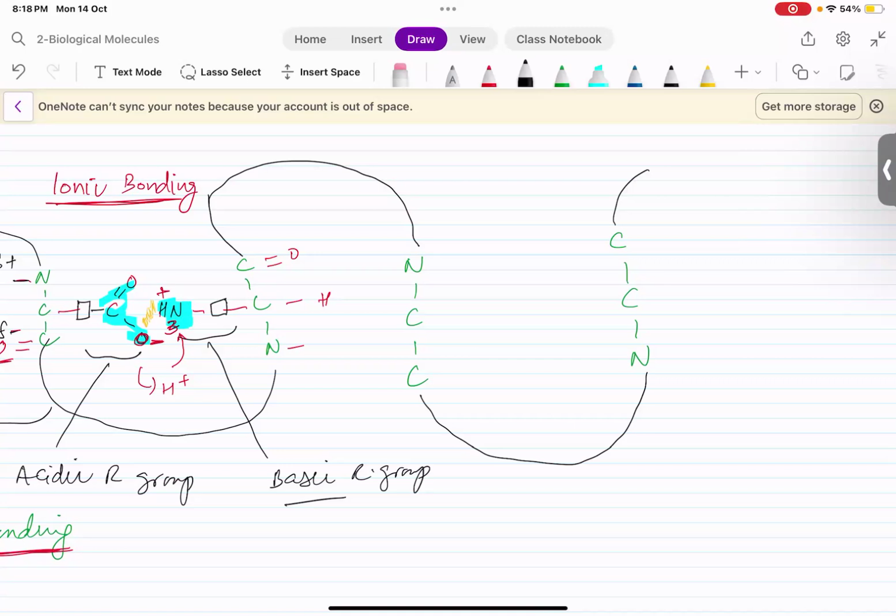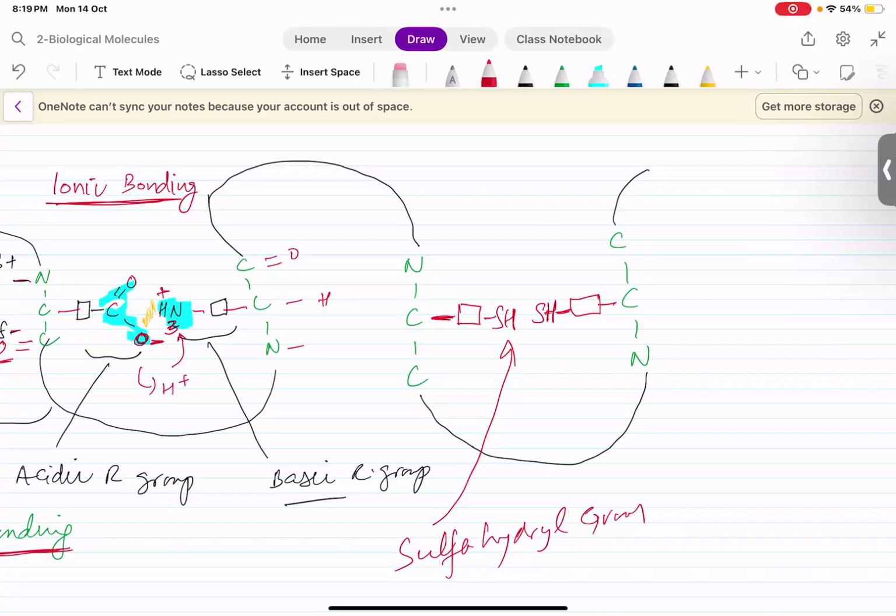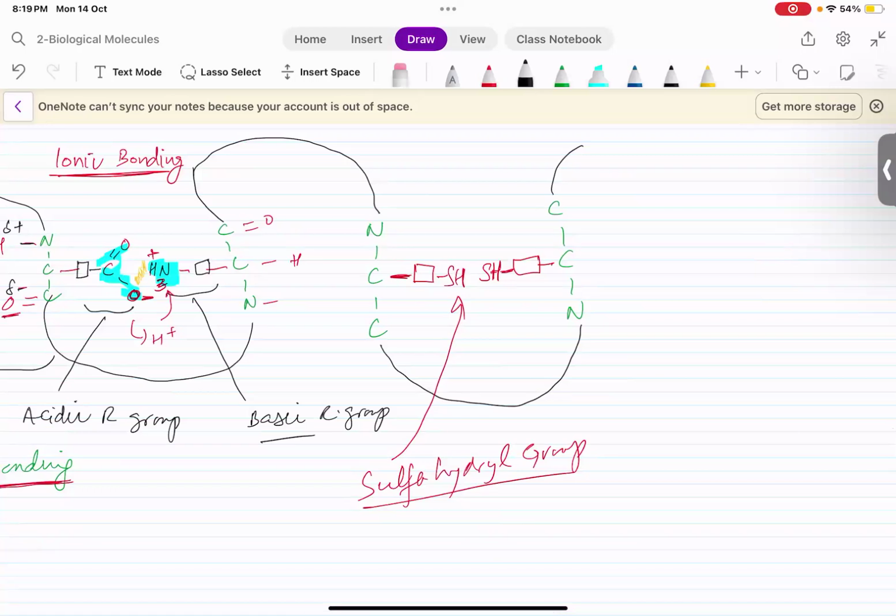And both these amino acids have a sulfhydryl group in their R groups. This is an R group of this amino acid, and this is an R group of this amino acid. Both of them have a sulfhydryl group, SH on this and an SH on this. This is known as a sulfhydryl group. And such a sulfhydryl group is found in an amino acid which is known as cysteine. So cysteine is the only amino acid which has this sulfhydryl group.